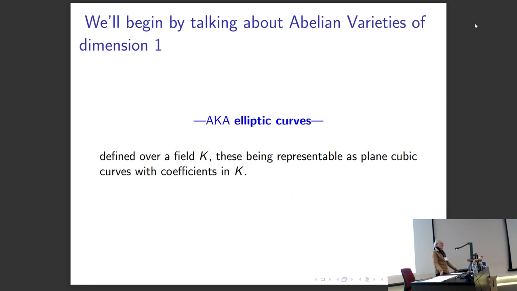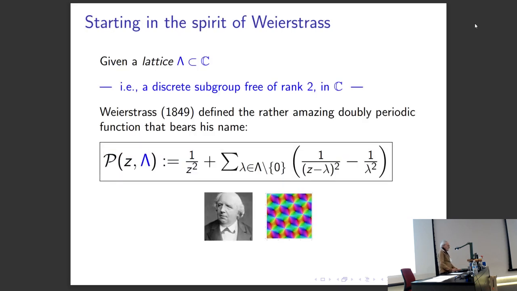But if you talk about abelian varieties, you might as well begin with dimension 1, that is, say, elliptic curves, and I'm going to think of elliptic curves defined over fields. And they're all representable in some way or other as plane cubic curves with coefficients in K, starting in the spirit of Weierstrass.